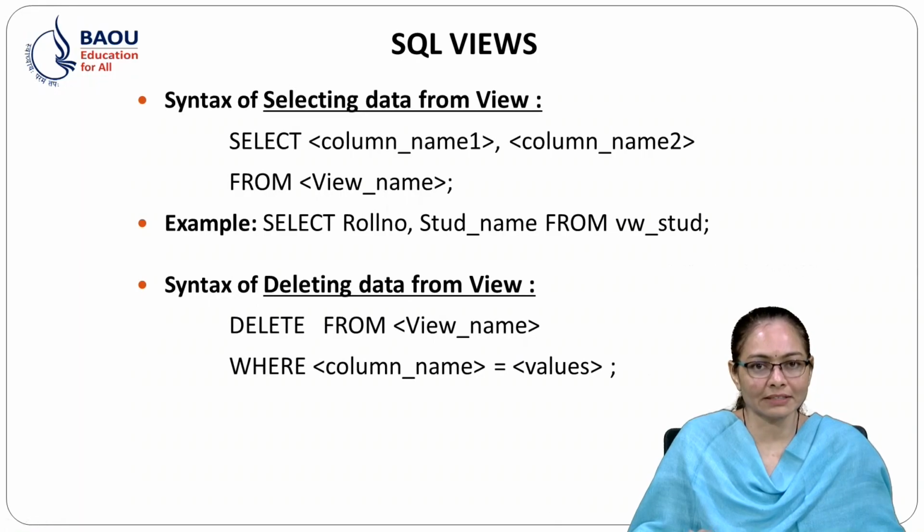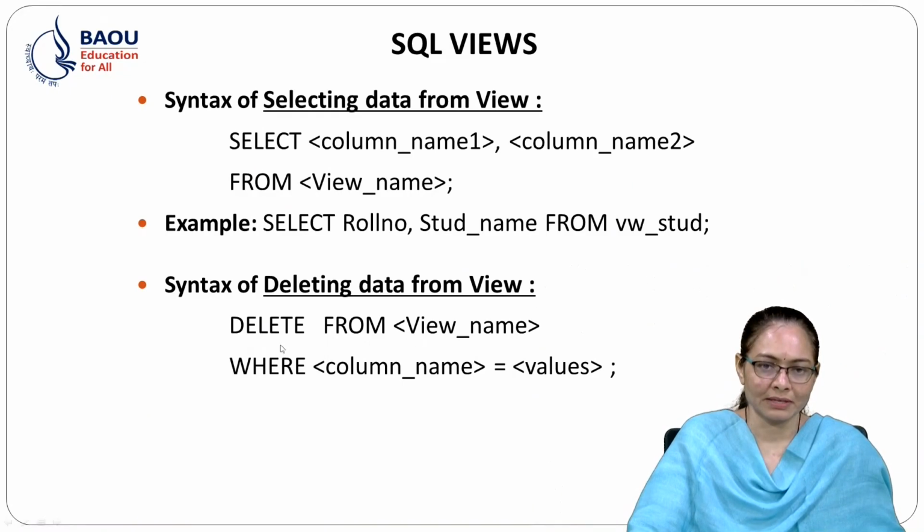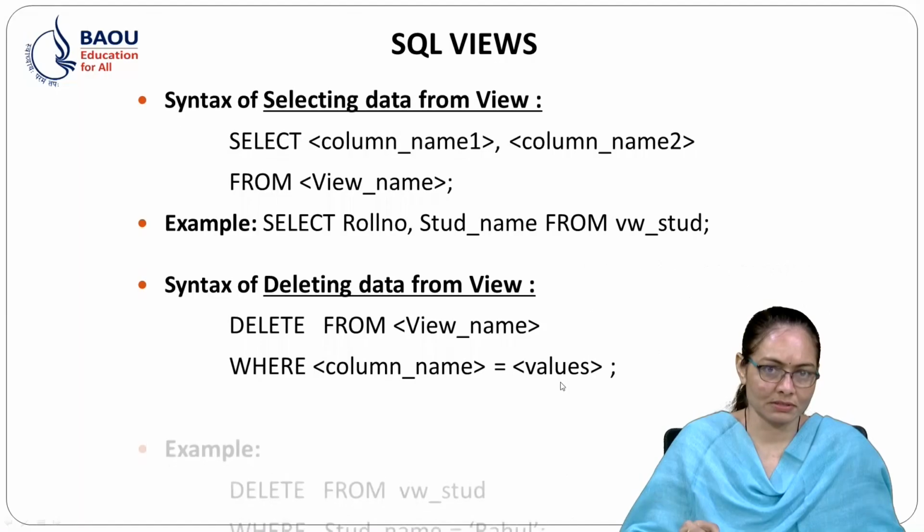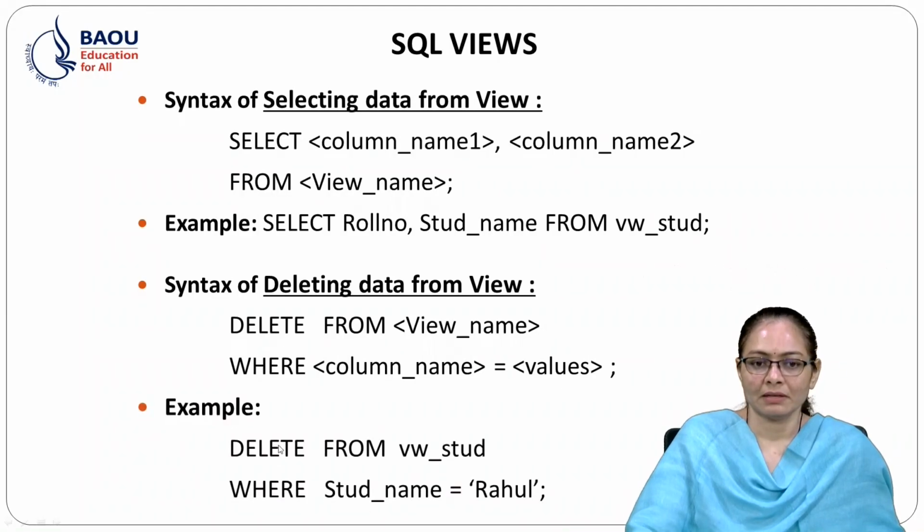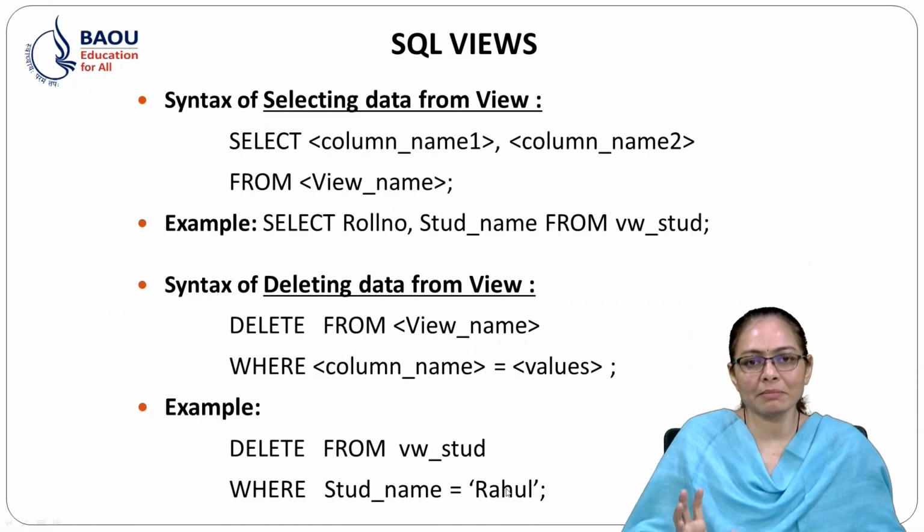Now, how do we delete records from the view? Delete from view name, same as the table name. Here is the view name. Delete from view name, where column name is equal to value. See the example: delete from view name, like a table name, where student name is equal to Rahul. So the record whose name is Rahul will be deleted from the view. It is the same as a table.